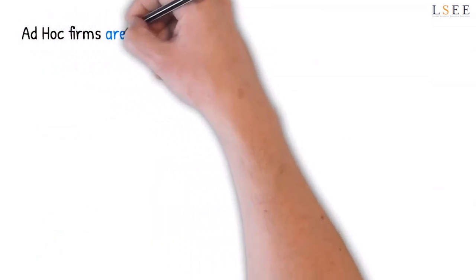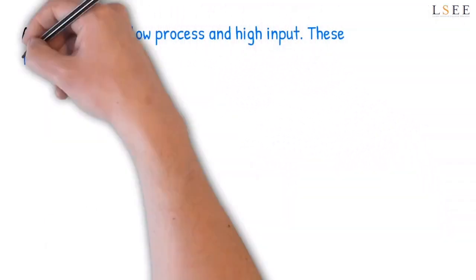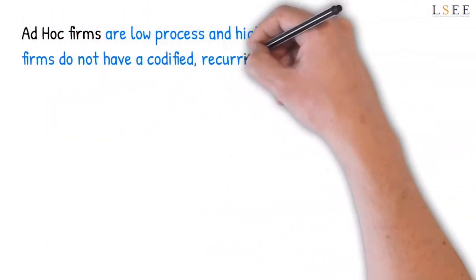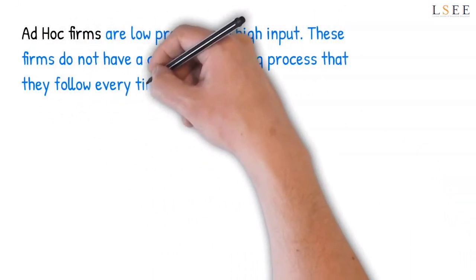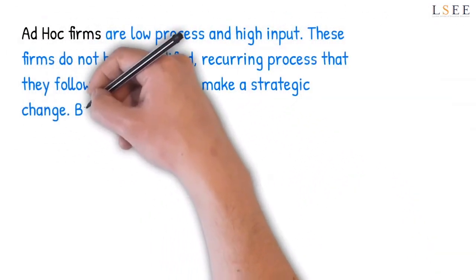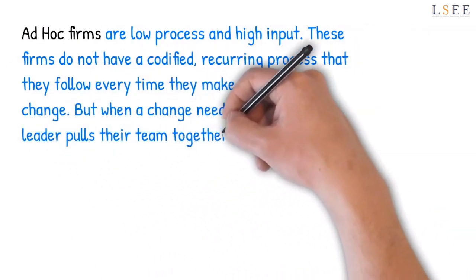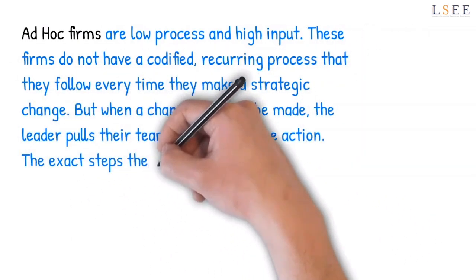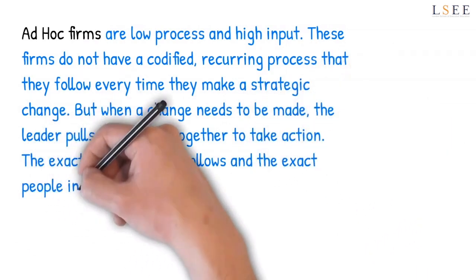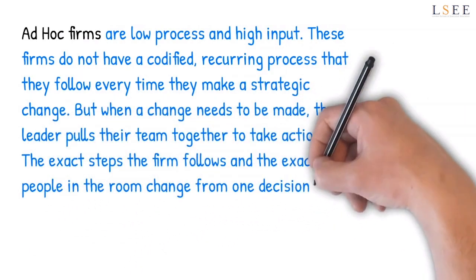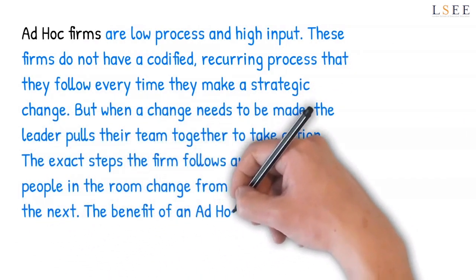2. Ad hoc firms are low process and high input. These firms do not have a codified, recurring process that they follow every time they make a strategic change. But when a change needs to be made, the leader pulls their team together to take action. The exact steps the firm follows and the exact people in the room change from one decision to the next.